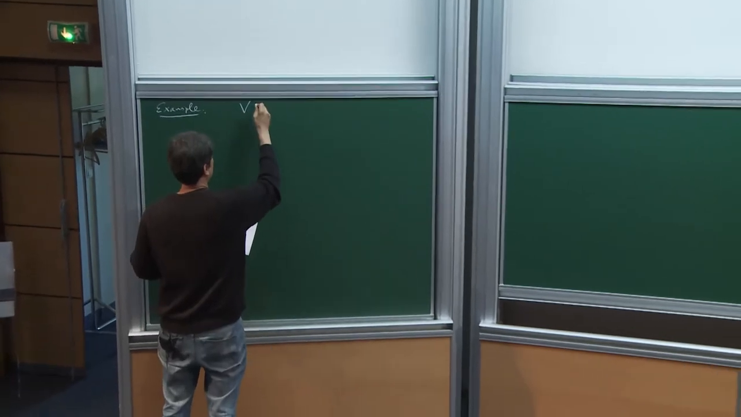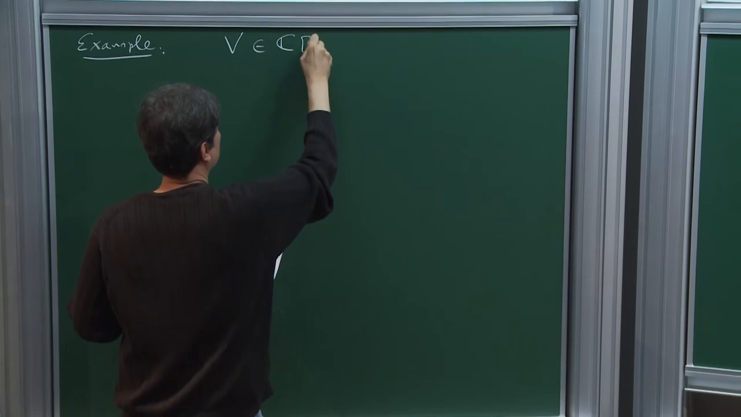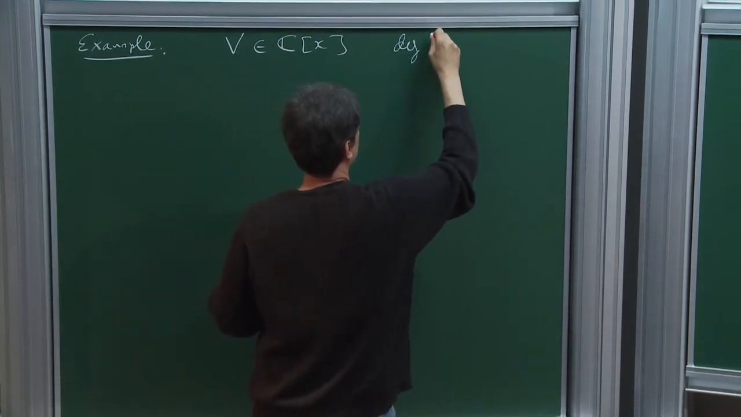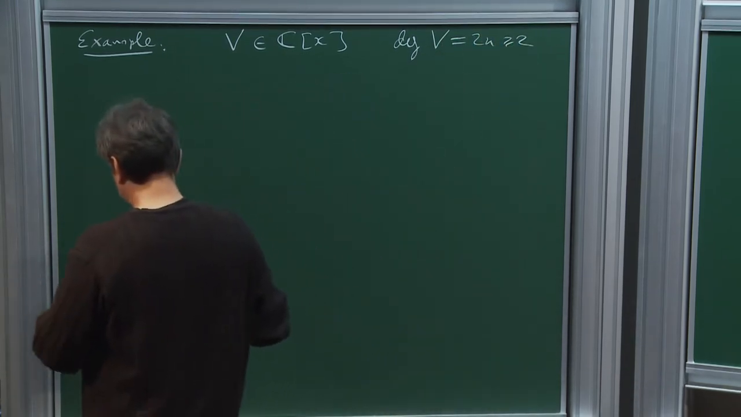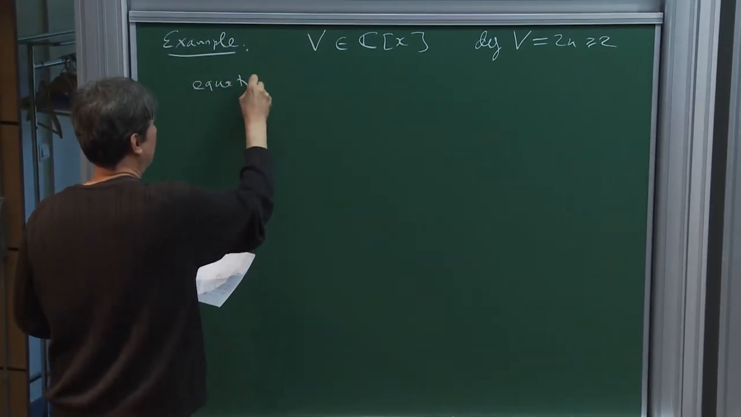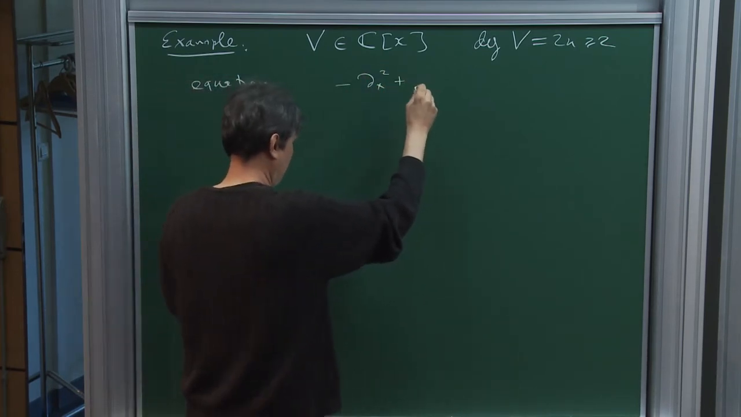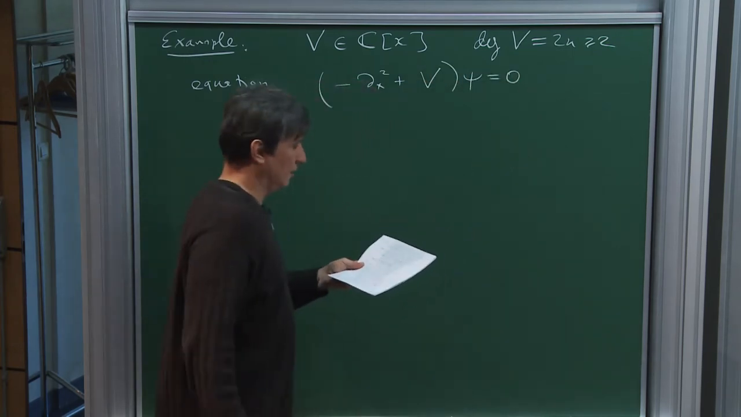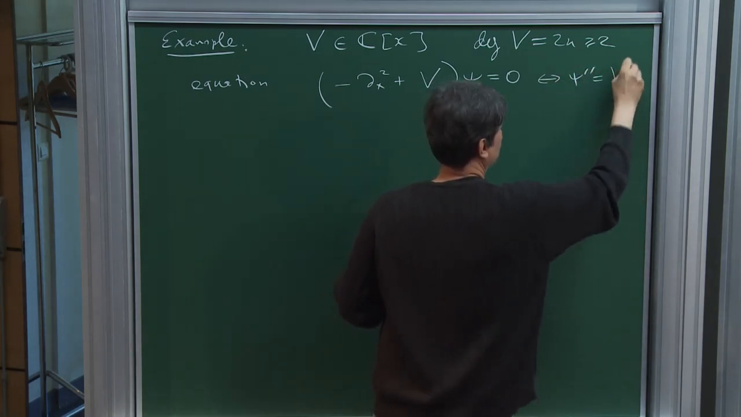Suppose we have some polynomial v in one variable, and I assume it's of even degree. And I write the differential equation minus d_x squared plus v applied to some function psi equal to 0, or the same as: the second derivative of psi is v psi.